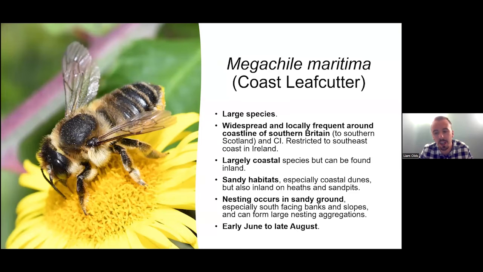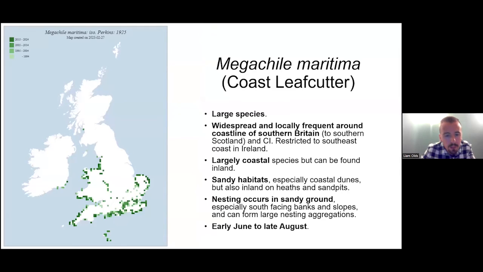It's an early July to late August species, so a similar time frame to a lot of the other leafcutter bees. And you can see with the distribution there how they go right around the coast from Norfolk, I suppose, all the way around up beyond Lancashire, then a little bit in Ireland, then on the very southeast.